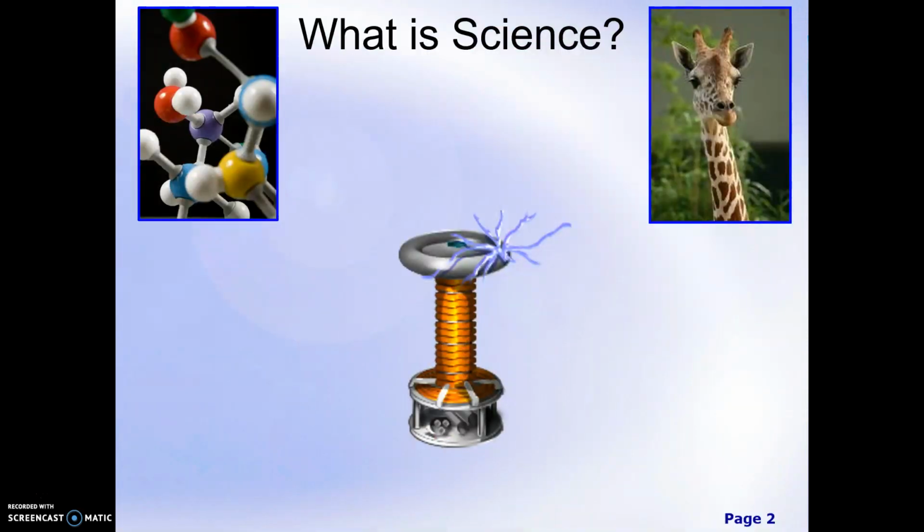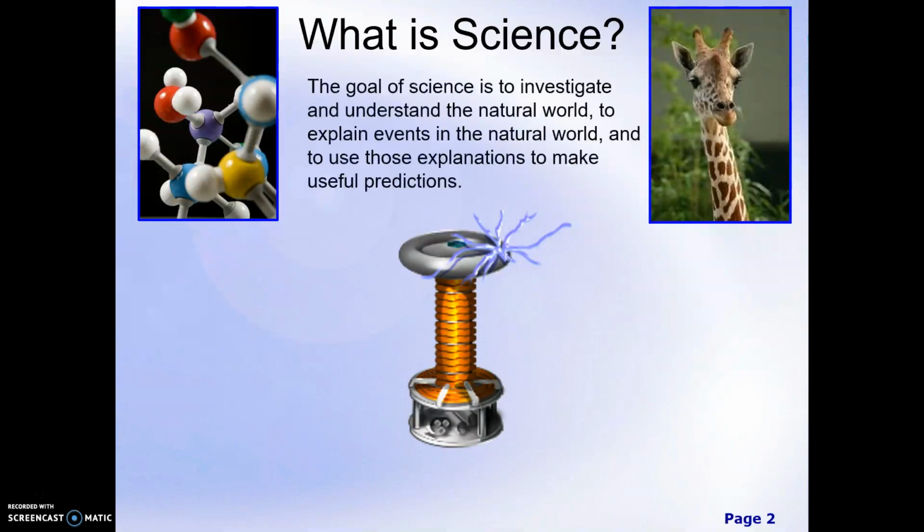So what is science? We use science to investigate and understand our world. We want to explain events in the natural world and then use those explanations to make predictions about other things that we might not understand yet. So science deals only with the natural world, things that happen in nature. We're talking about things that we can experience.